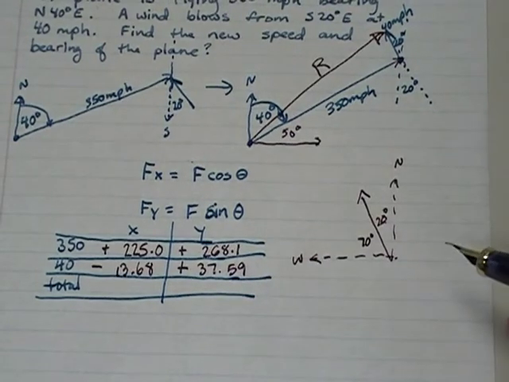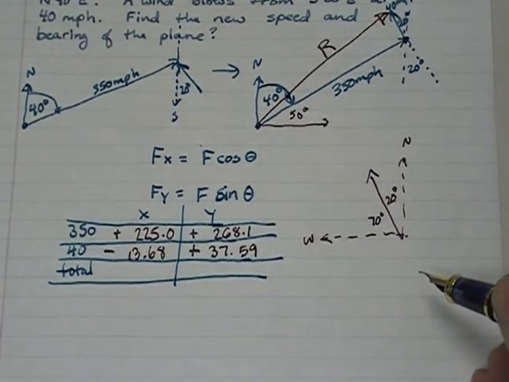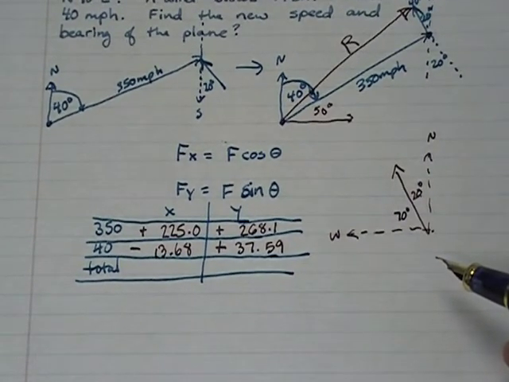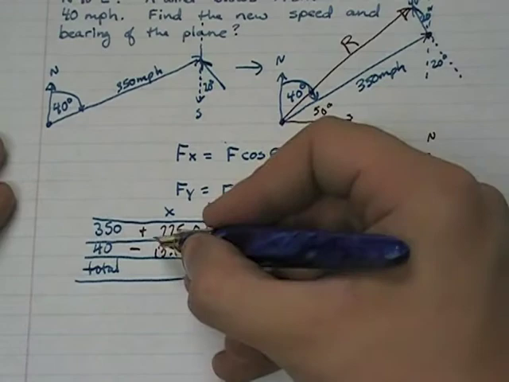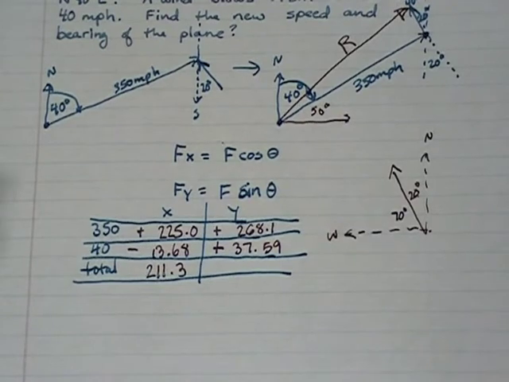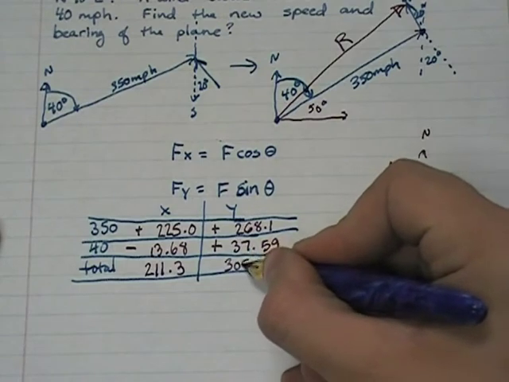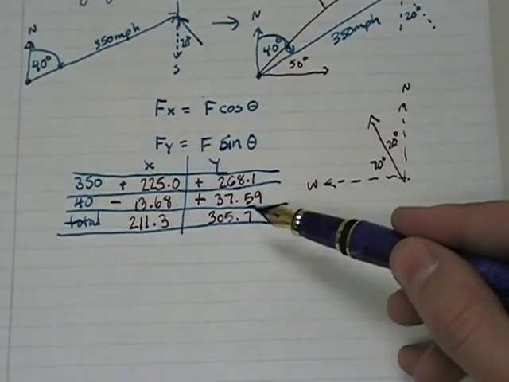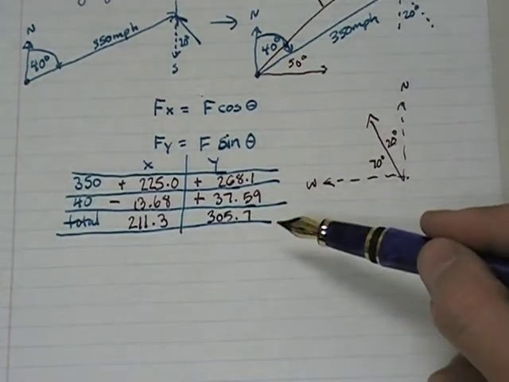Now, we've broken our vectors into components. All we have to do is add them up. So when I add 225 and negative 13.68, I get 211.3. And I'm going to keep this to 4 significant figures. And when I have 268.1 and I add 37.59 to that, I'm going to come up with 305.7. 4 significant figures. So the components of our resultant are here.